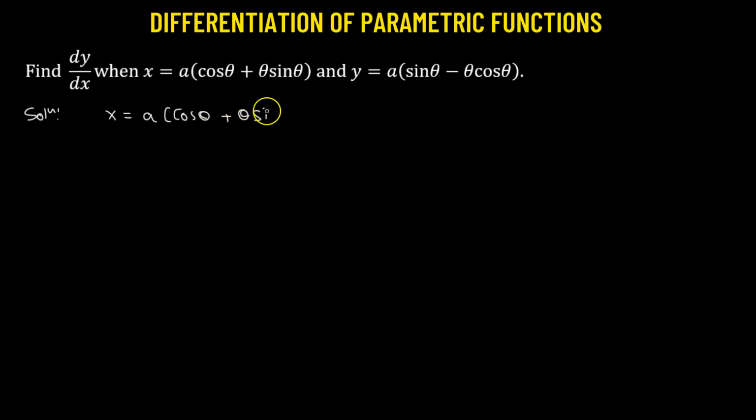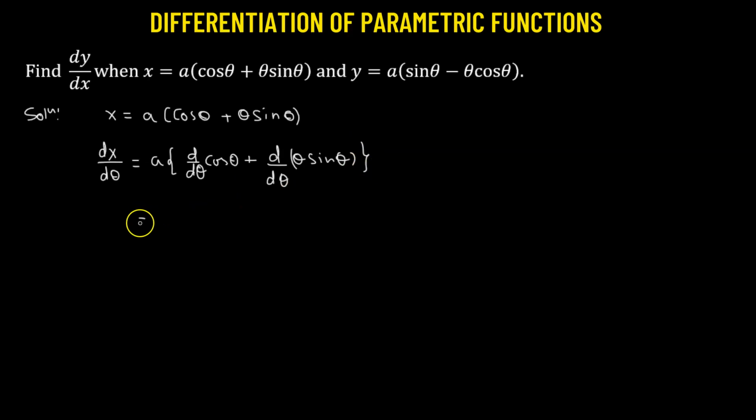Let's begin by taking the derivative on both sides with respect to theta. So this gives us dx over d theta equals a times, so we'll take the derivative of cosine of theta plus the derivative with respect to theta of theta times sine theta, right? Which will be a multiplied to the derivative of the cosine function, which gives us negative sine theta, plus here we'll have to apply the product rule.